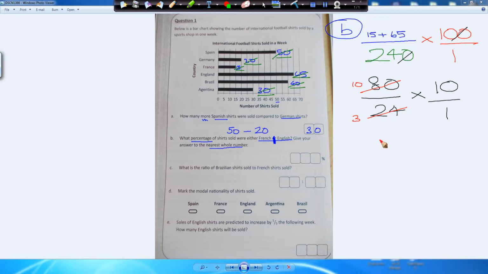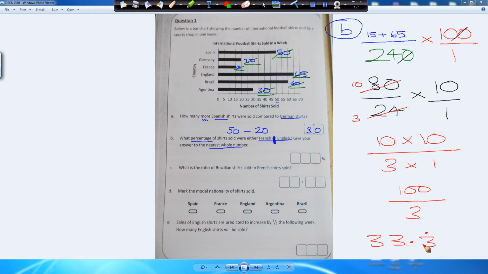So 10 times by 10 is on the top. So I'm doing this over here so everybody can see nice and clearly exactly what we're doing. On the bottom we have 3 times by 1. So we have 100 on the top, 3 on the bottom. So we have 100 divided by 3. This calculation should be a nice one that we remember. It's 33.3 recurring. Yeah? Because 100 divided by 3 is like a third of 100, that's what it is. So 33.3 recurring. The question says here, give the answer to the nearest whole number. So which whole number is that close to?